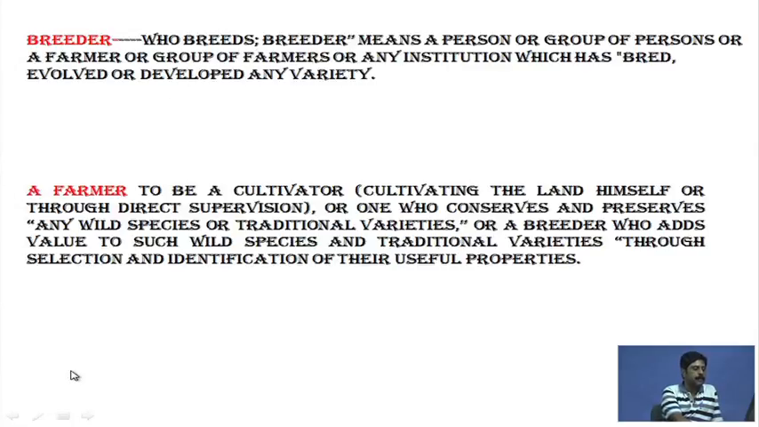So, who then is a farmer? A farmer is a cultivator cultivating the land himself or through direct supervision, or one who conserves and preserves any wild species or traditional varieties, or a breeder who adds value to such wild species and traditional varieties through selection and identification of their useful properties. You are getting some aspect of superimposition between the farmer and breeder. So, the breeder is the person who breeds, the farmer is the person who cultivates either directly or through supervision. Understood that, but which is the farmer, who is the breeder. Okay.